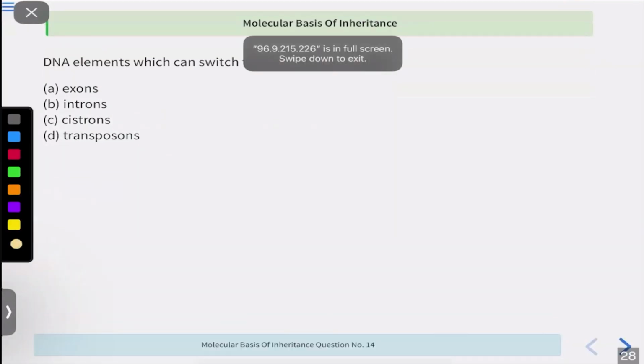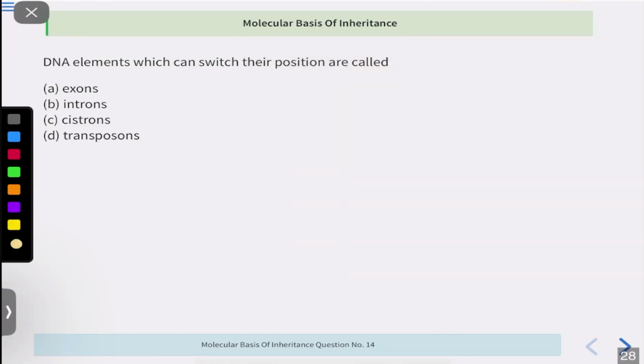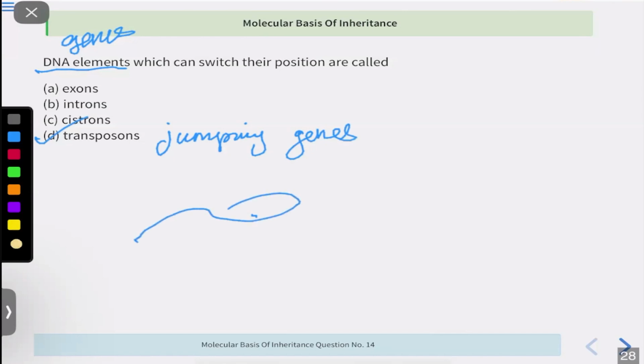Next question says, DNA elements which can switch their position. So NCERT clearly mentions such elements which are switching their positions from one gene, not only gene, from one chromosome to another chromosome sometimes. And in biology, these kinds of DNA elements or genes are specially called transposons because they are transporting themselves from one distinct place to another, and they are also known as jumping genes. Okay, so sometimes they jump from one chromosome to another chromosome also. Okay, these transposons are a very active area of research right now.